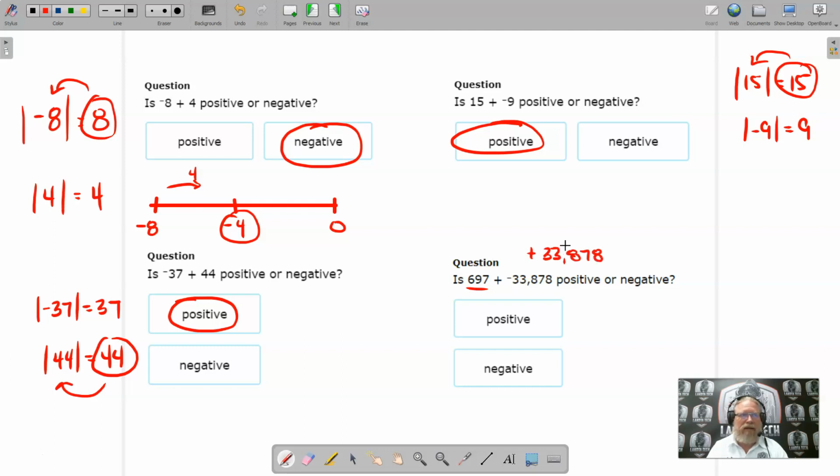33,878, right? So this absolute value would be greater than the absolute value of 900 or 697, and we got that from a negative number. So in that case, our answer would be negative.